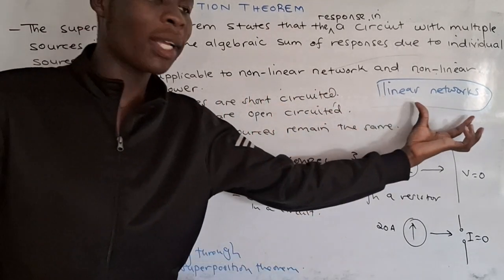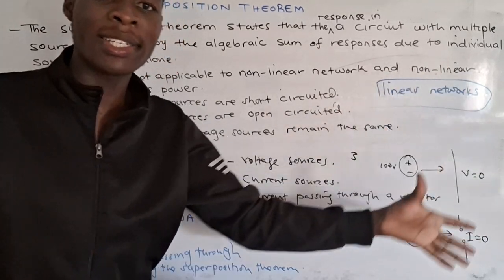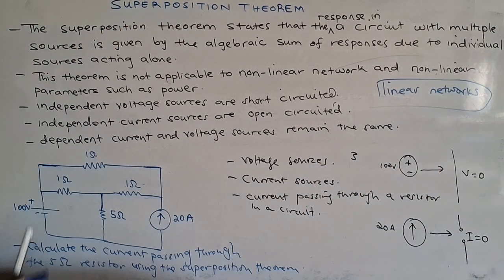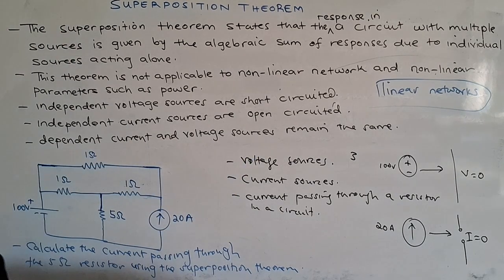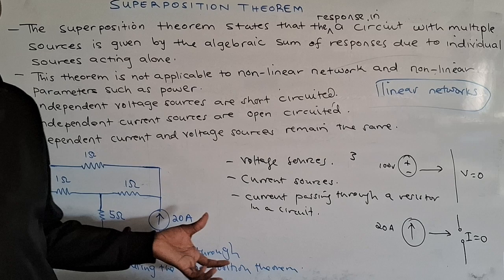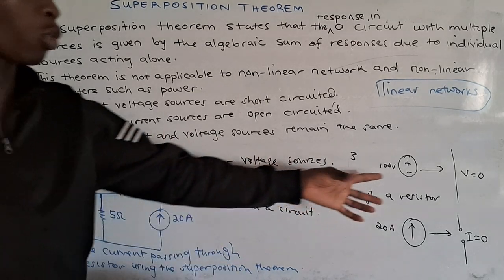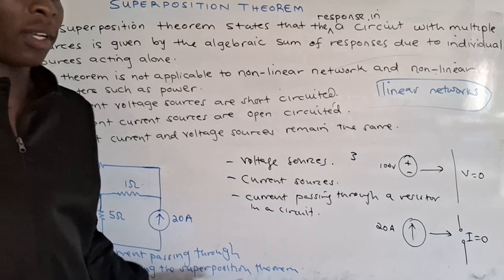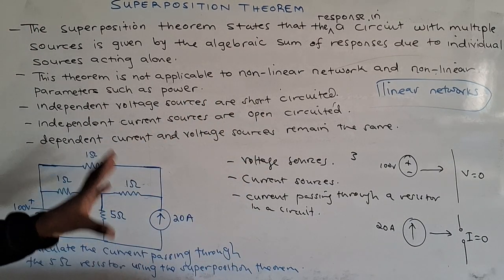It is only applicable to linear networks. Dependent current and voltage sources remain the same. If you have a dependent source, whether it is a current or a voltage source, you are not supposed to remove or eliminate it. Dependent sources will remain the same. We'll see in the question.